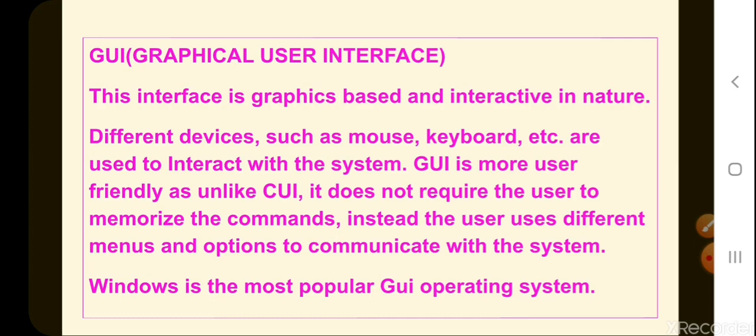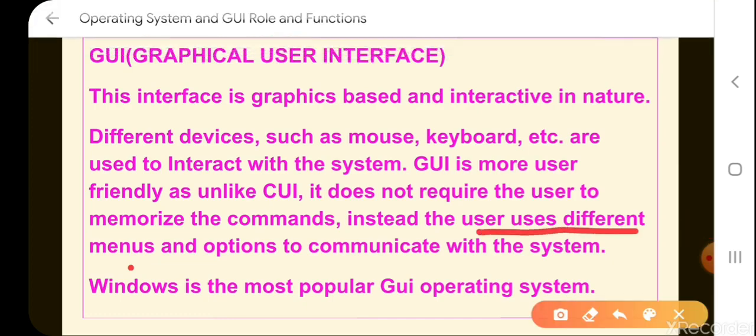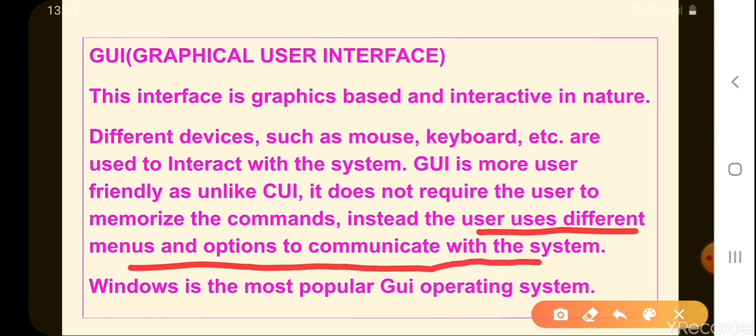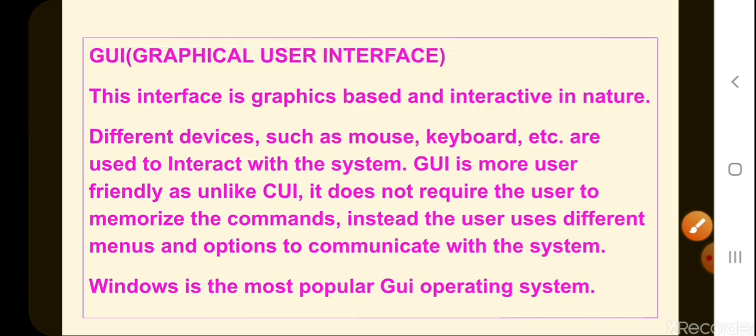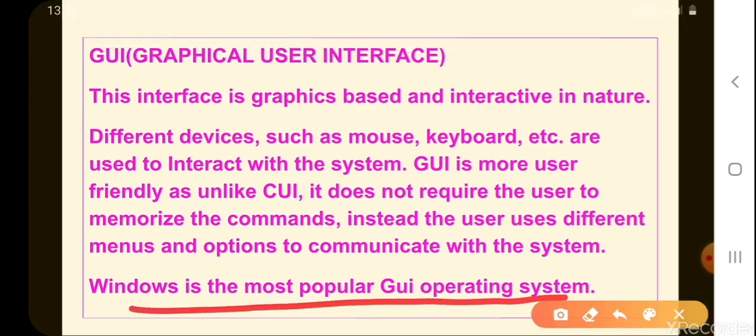Okay, it does not require the user to memorize any commands. Instead, the user uses different menus, options, and buttons to communicate with the system. Windows is the most popular GUI operating system. All the examples of Windows, for example, Windows XP, Windows Vista, Windows 7, Windows 8, Windows 10, are examples of graphical user interfaces.